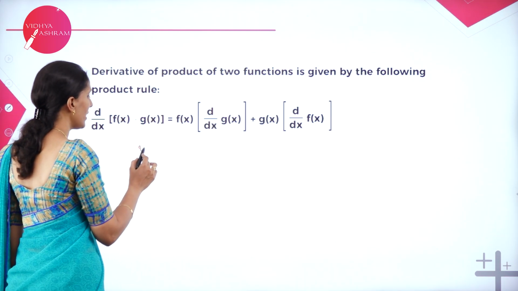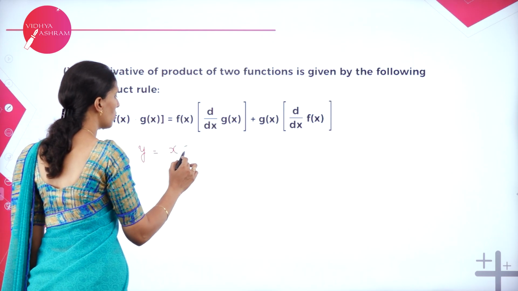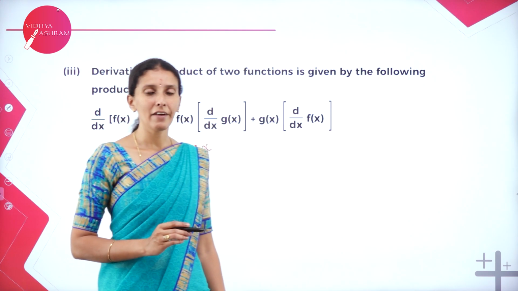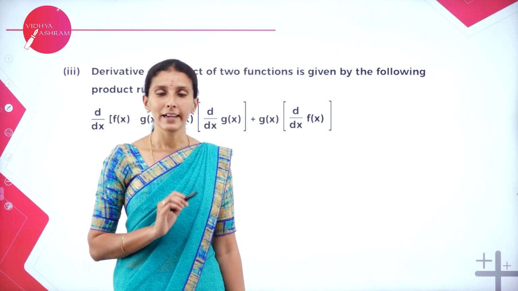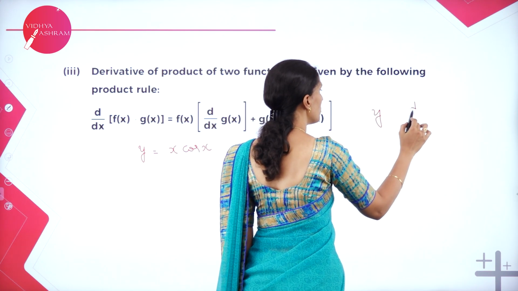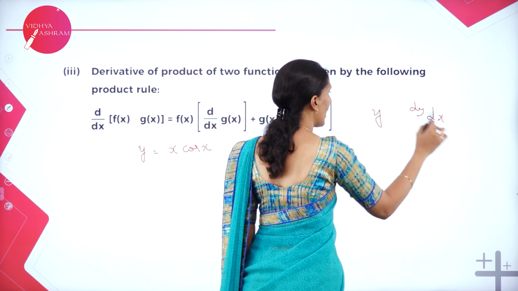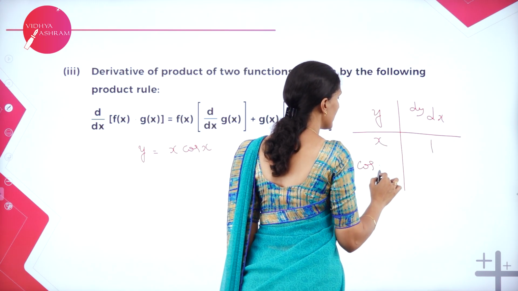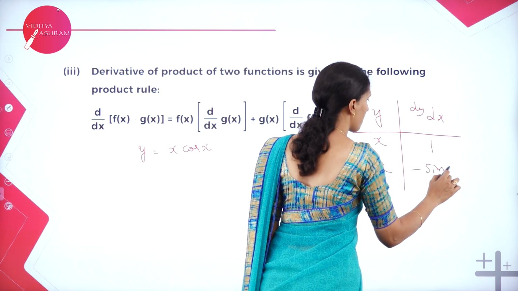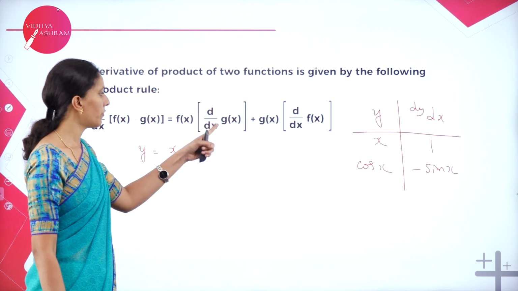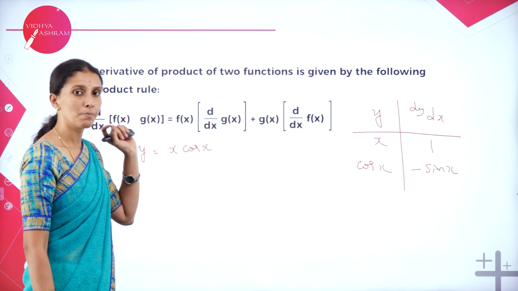So, let y is equal to x into cos x. As I already said, the derivative of x is 1 and the derivative of cos x is minus sin x. If you don't know the values, write it separately: the derivative of x is 1 and of cos x is minus sin x. Now, since this is in the form of a product, we should follow this rule, which is called the product rule.